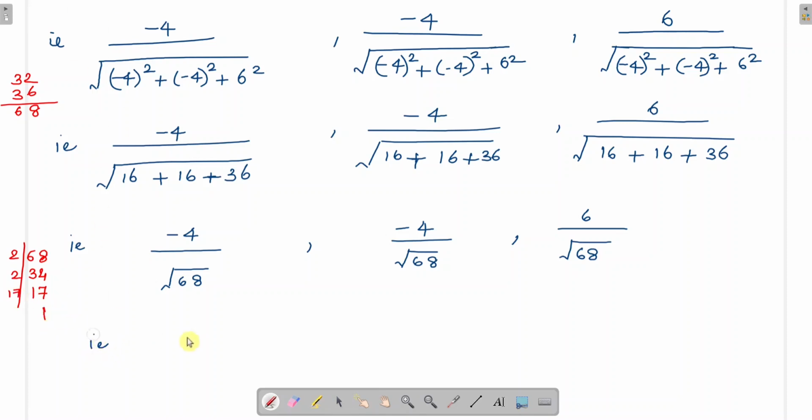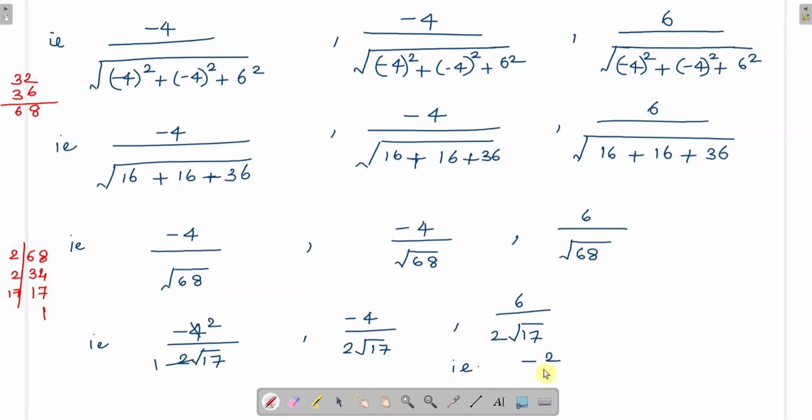So that means that is minus 4 divided by 2 root 17 here, then minus 4 divided by 2 root 17, and 6 divided by 2 root 17. Okay. So that is 2 1s are 2, 2 2s are 4, so minus 2 by root 17, then again minus 2 by root 17, and 2 1s are 2, 2 3s are 6, so 3 by root 17. Okay, this is the direction cosine of the first side.